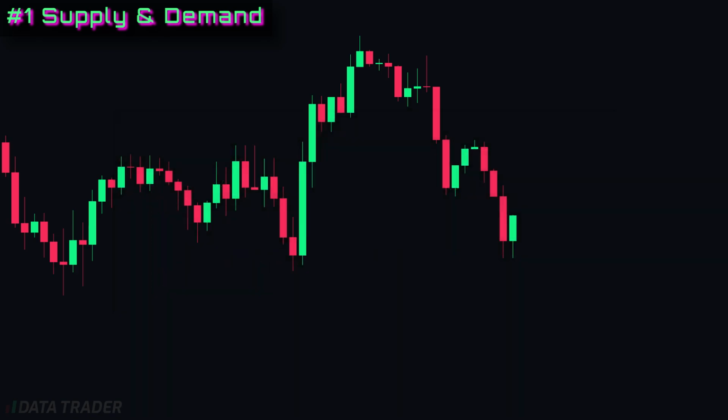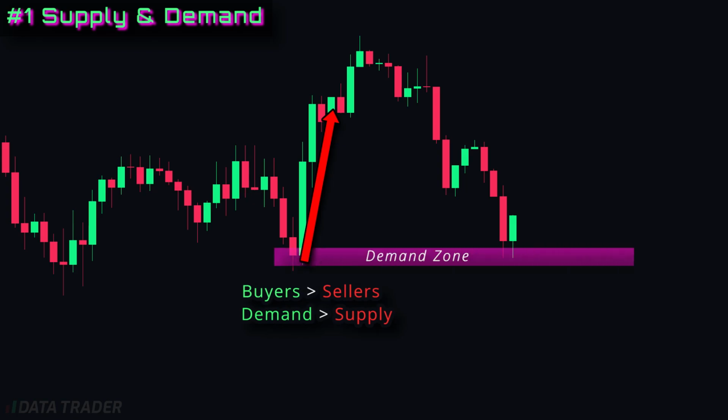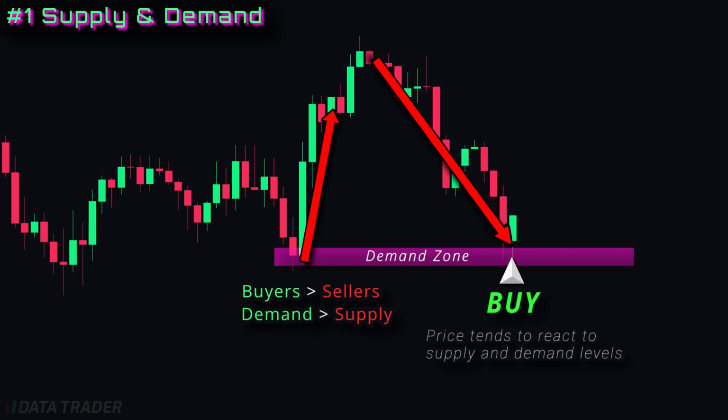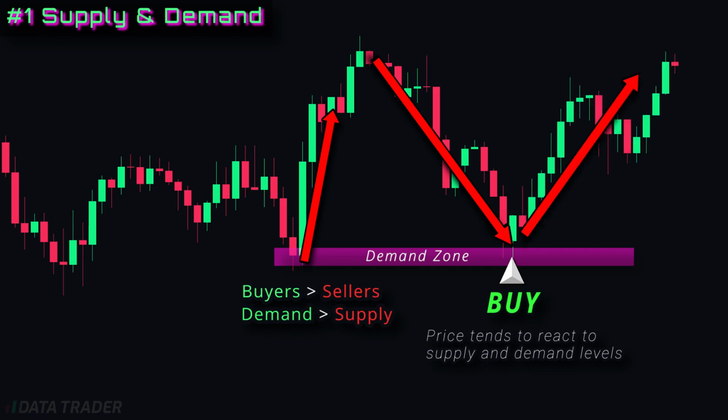Here's one example. In this chart, we can see here that the price pushed upwards, indicating that there are more buyers than sellers at this level, meaning the demand at this level exceeds supply, which is why the price went up. Because of that, we can actually draw a demand zone at this level, right before the price went up. Next, as the price approaches the demand level once again, supply and demand traders can use this same key level as a possible buy entry, because price tends to react to these supply and demand levels. If the price were to rebound upwards after hitting the level, they would have made a profit. This is just one example on how traders could capitalize on the supply and demand zones.